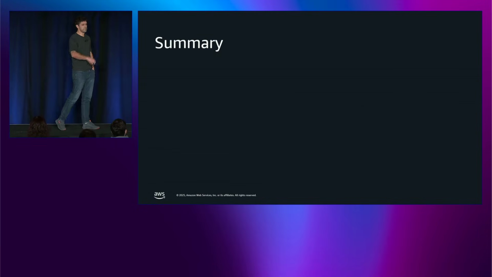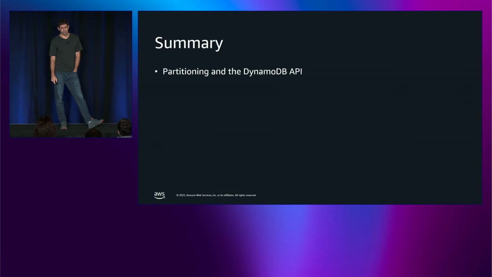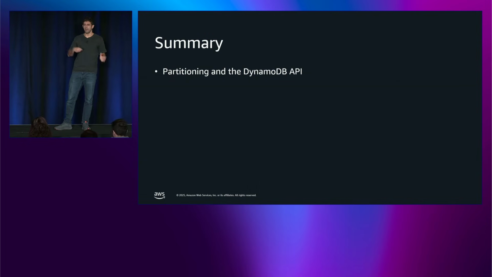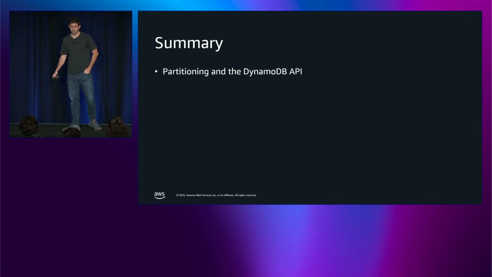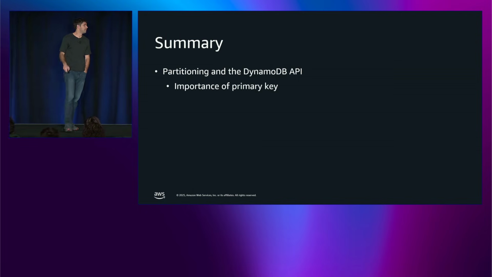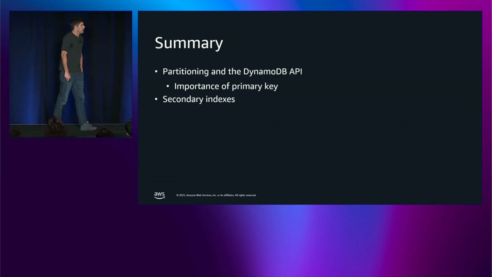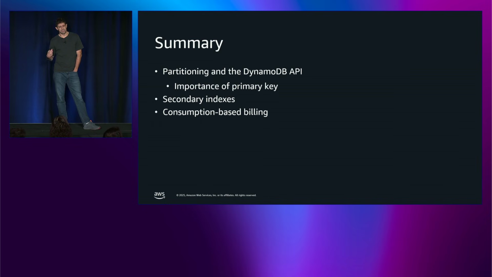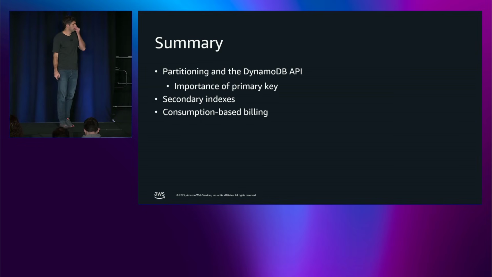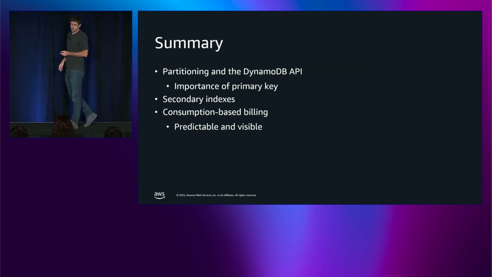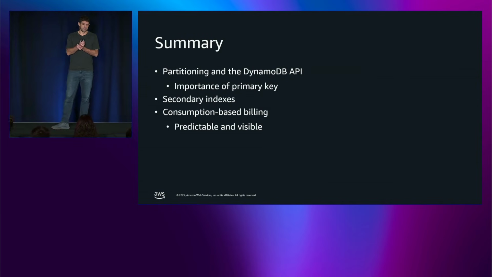All right, so a summary, just to get us some background and on the same page with some basic facts. Make sure you understand the concept of partitioning, using that partition key to spread your items across your table, and then how the DynamoDB API works to provide you that consistent performance at any scale. The importance of the primary key in that. Then how secondary indexes enable additional read-based access patterns, and then that consumption-based billing, which I think is unique and pretty interesting about Dynamo. It gives you predictable and visible billing.